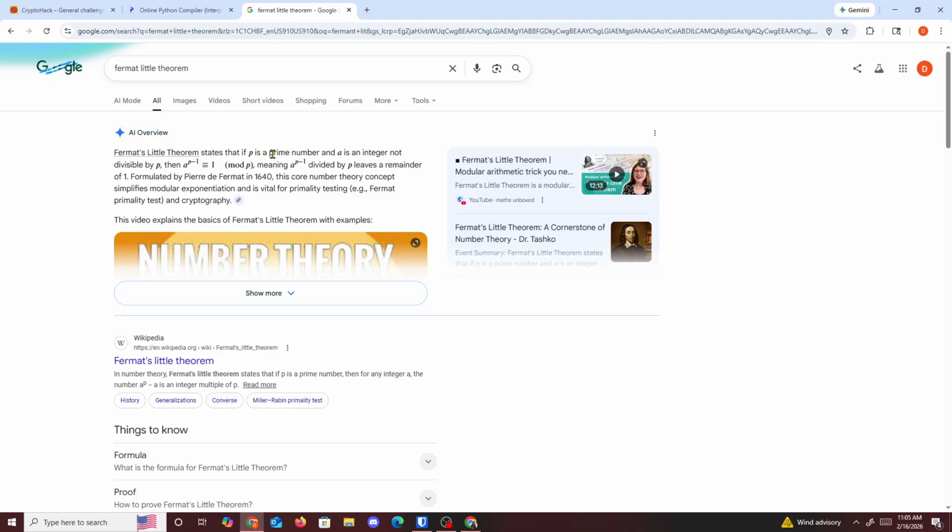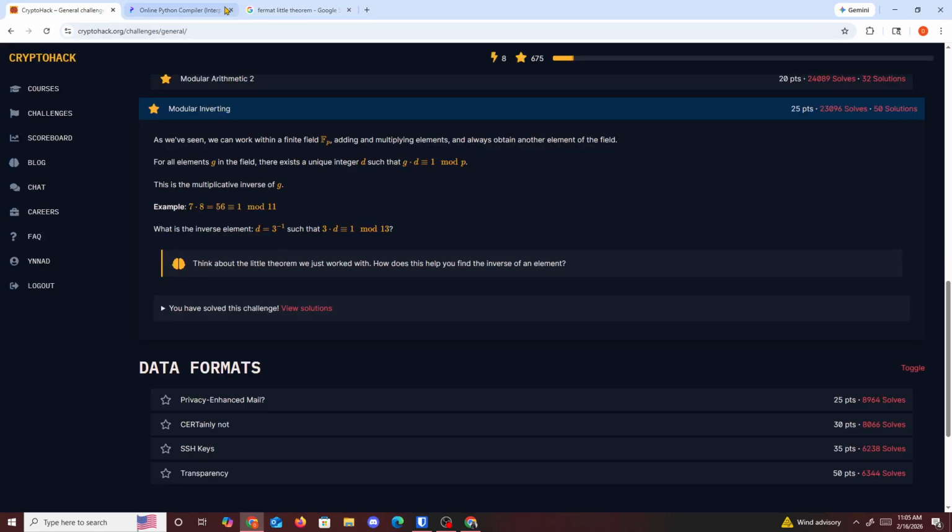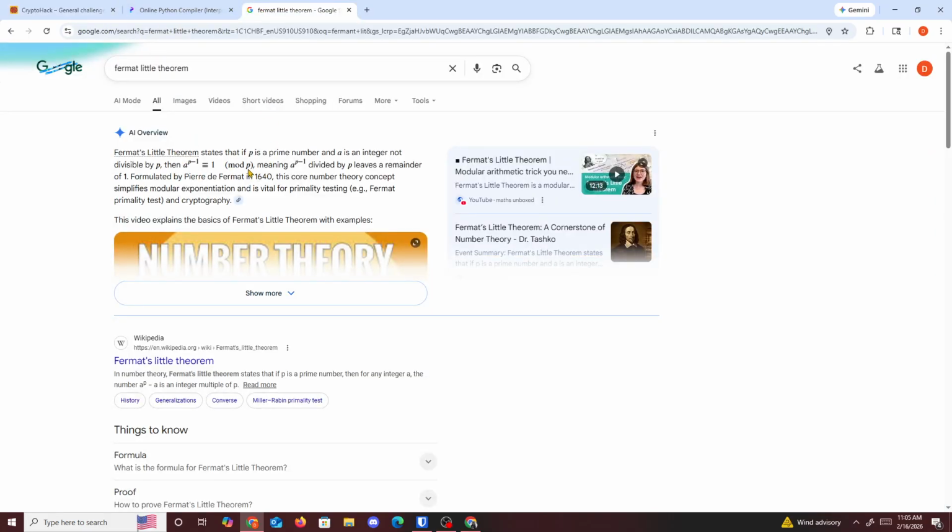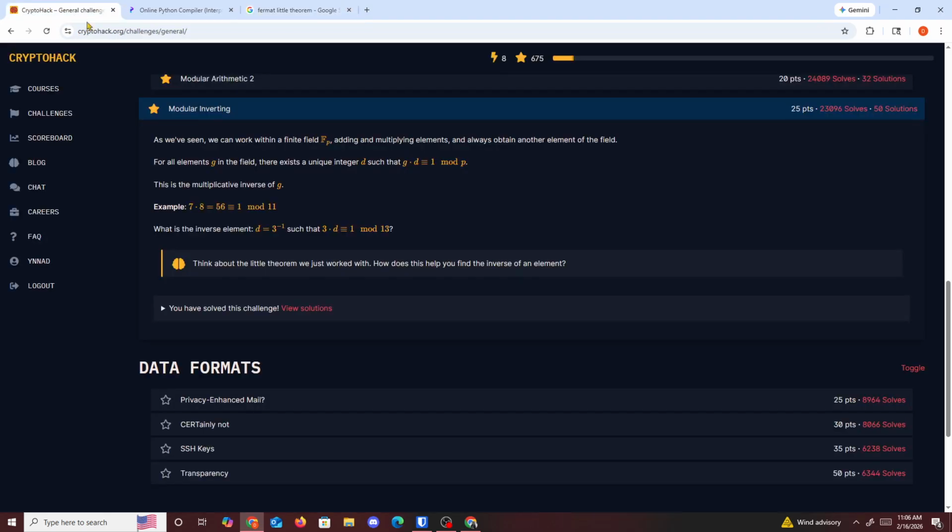Fermat's little theorem states that if P is a prime number and A is an integer not divisible by P, then A to the power of P minus 1 is equal to 1 mod P, meaning that A to the P minus 1 divided by P leaves a remainder of 1. So P is a prime.